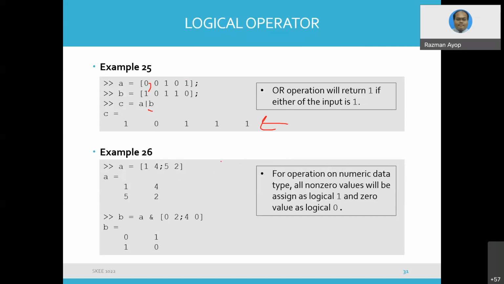How about this example? You have a matrix here. This one was a vector, now it's an array. So A is an array. This is the AND operation. When you use this, let me.